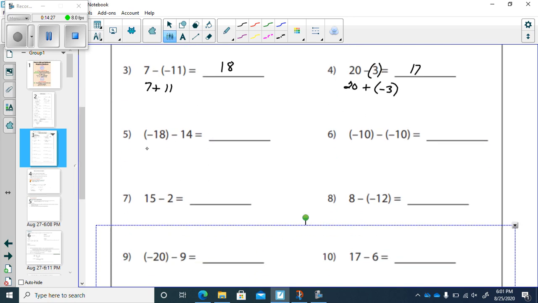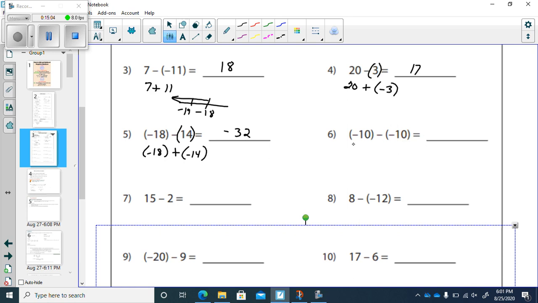Negative 18 minus 14. Your starting point is negative 18. When you subtract, it's the same as adding the opposite. So subtracting a positive 14 is the same as adding a negative 14. Negative 18 plus negative 14 gives me negative 32. 8 and 4 is 12, yeah, negative 32. You could start on your number line at negative 18 and move this way 14 to get to negative 32.